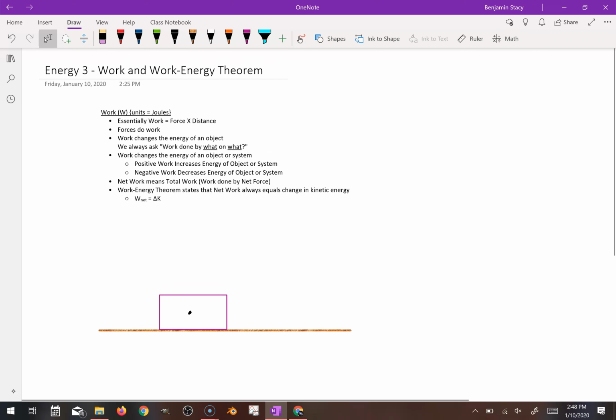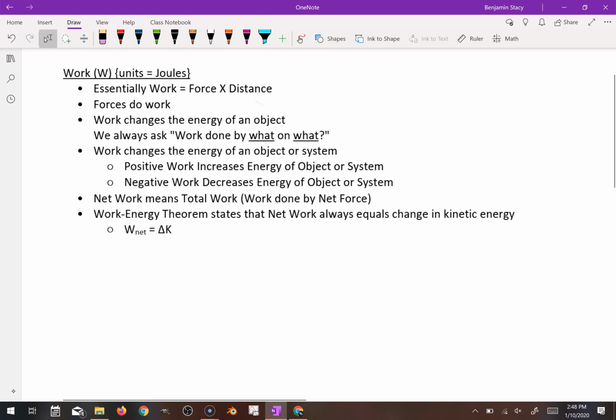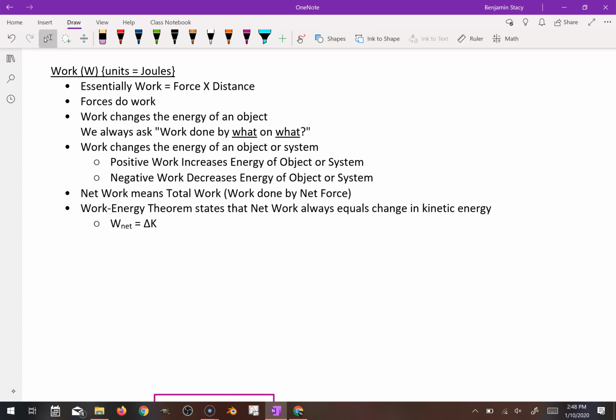Okay, in this video, we're just going to reiterate the important parts of work and what the work energy theorem is. So work, symbol capital W, units are joules. Work and energy are basically, as I think I've said before, like the two sides of the same coin. Work changes the energy of an object or a system, and energy is the capacity to do work. So they get interchanged back and forth.